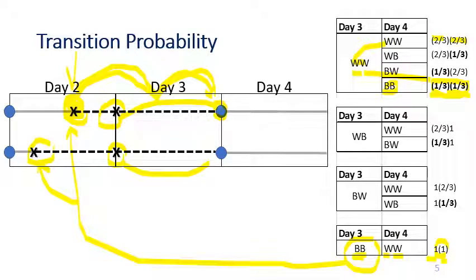So again, let me give you an example here. Why is this 1? Because remember, whenever you see the machine is in the status of broken down at the beginning of a particular day, on the next day, it must be in the status of working fine.